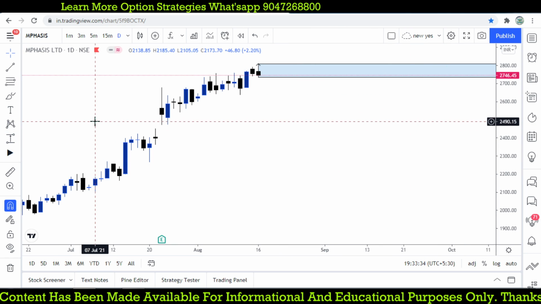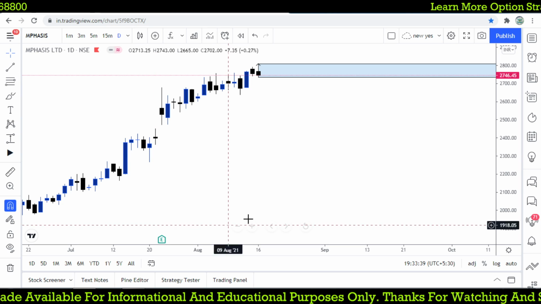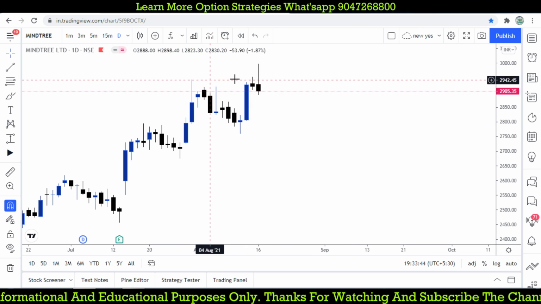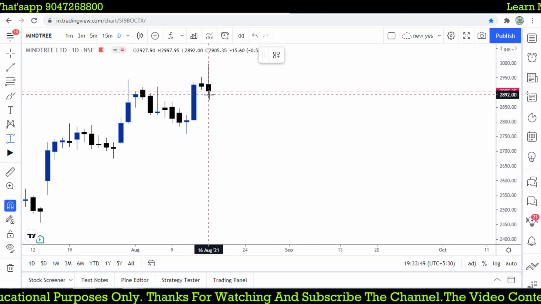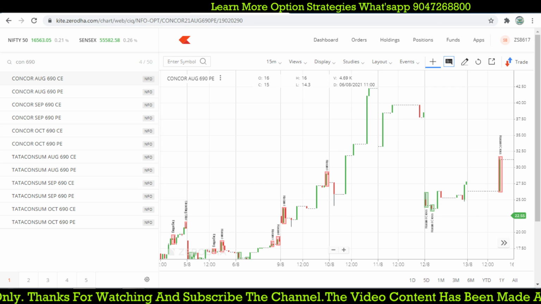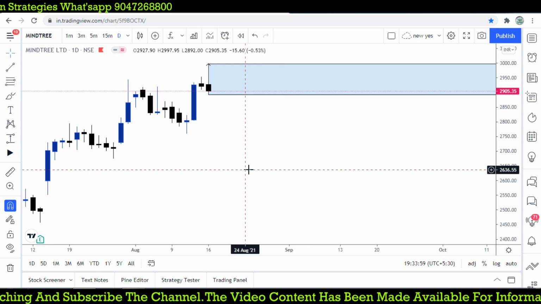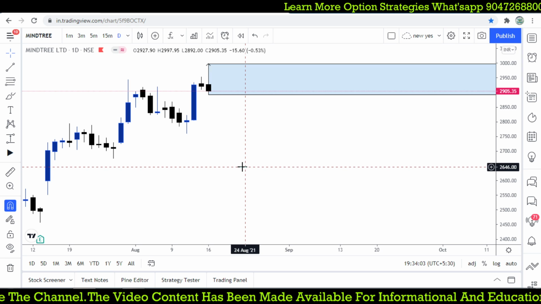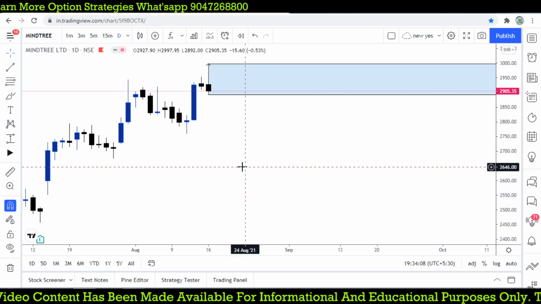And the second one, Mindtree. Mindtree is already moving up and up, so there is a chance it can reverse at this point, right? Another great candlestick found on the daily candlestick pattern. You can use option trading based on this, because it is positional. If you are holding 2 to 3 days, it will give you a great profit using this candlestick pattern, which always gives a good result when it forms at the highest level.